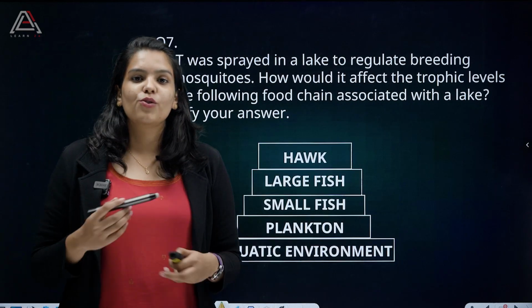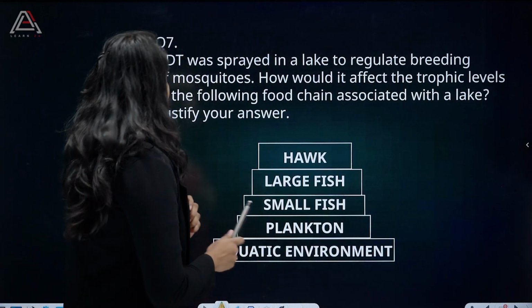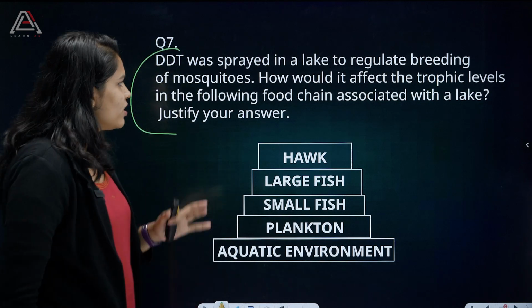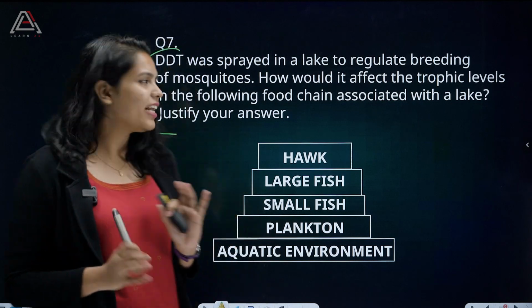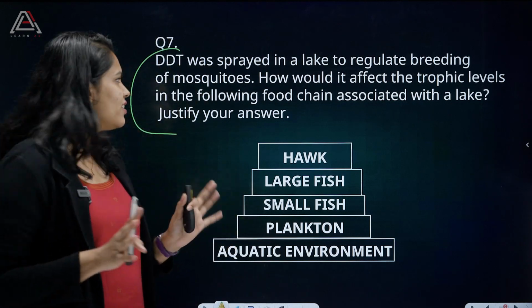Okay, let's move on to question number 7. So again there is a condition. You can see there is an image given, and there is a condition, and the question will be asked accordingly. Let's go through what is in the question.